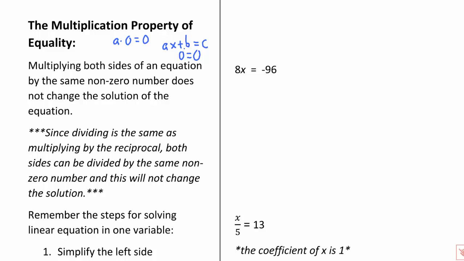So if we multiply both sides of this original problem by 0, we're saying that every value for x makes this statement true. And that's just not going to be true. So that's why we can't multiply by 0 on both sides. But we can do it by any other number.